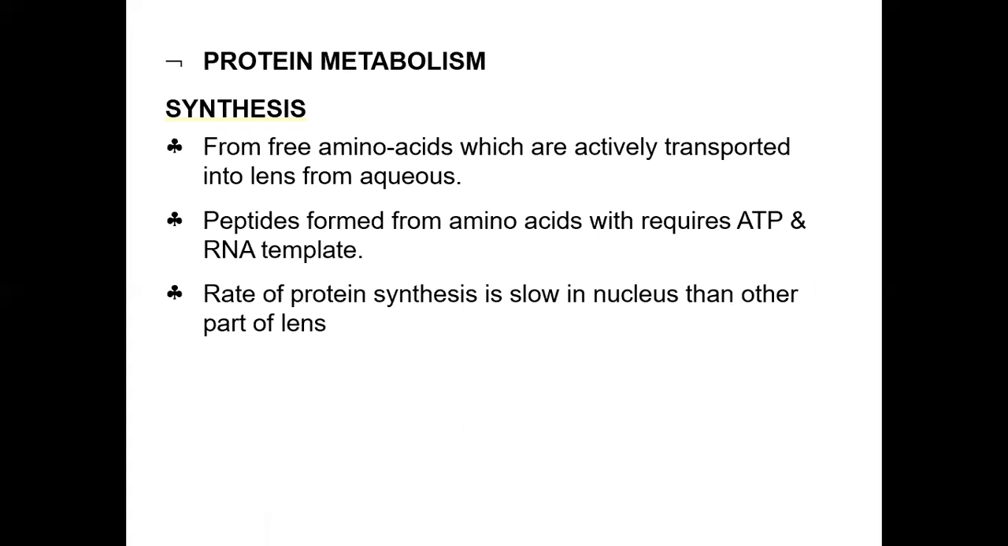Coming to protein synthesis: it is from the free amino acids, which are actively transported into the lens from the aqueous. Peptides form from amino acids with the requisite ATP and RNA template. The rate of protein synthesis is slower in the nucleus than in the other parts of the lens.